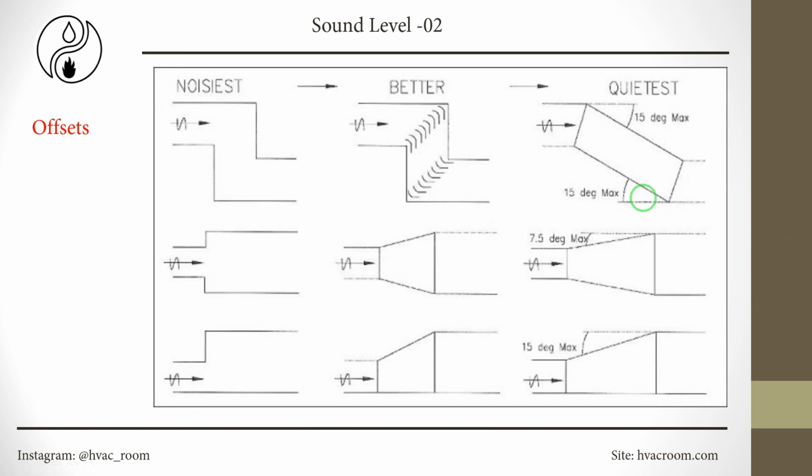The third one is the offsets. For this one, if you can offset it with turning vanes or with some angles like 15 to 45 degrees, it's going to be the best. And as far as the transition and reducer, you're going to follow what we are seeing here.